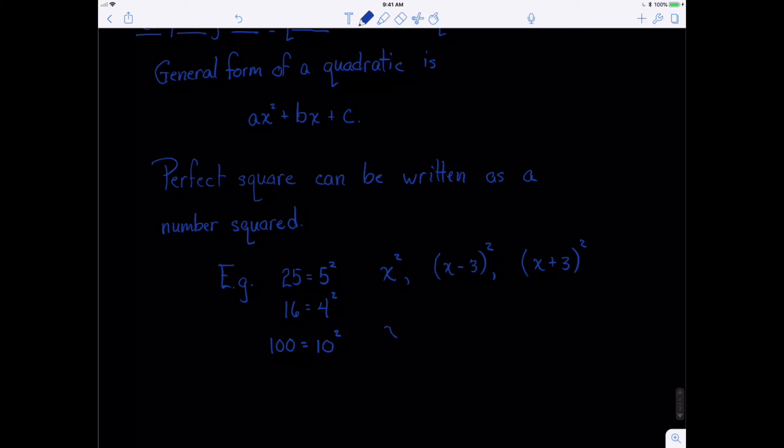Now I have a question. If I gave you x squared plus 4, is that a perfect square? The answer is no, you can't write it as something squared. You can't do it with a plus, you can't do it with a minus. Even though it is x squared plus 2 squared, you can't write the whole thing as something squared. So this is an example that's not a perfect square.